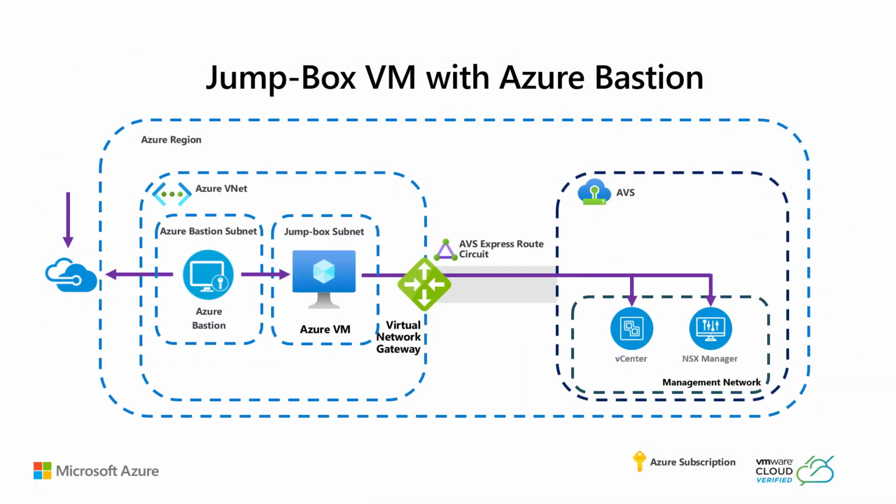This is the actual reference architecture I talked about. So you've got the Azure Bastion subnet inside the VNet. You've got the Jumpbox subnet inside the virtual network that you've connected with your AVS environment using the ExpressRoute connection, with peering. The jump host is able to access vCenter and the NSX manager.